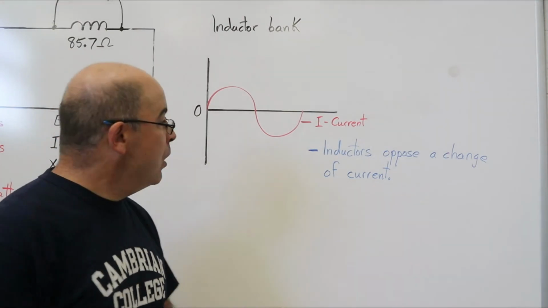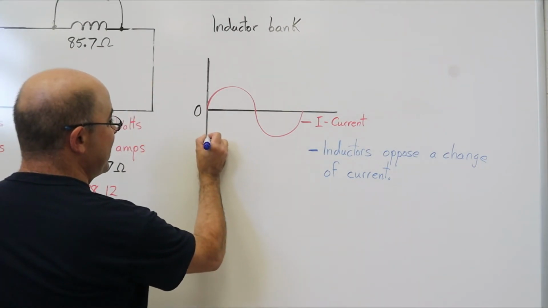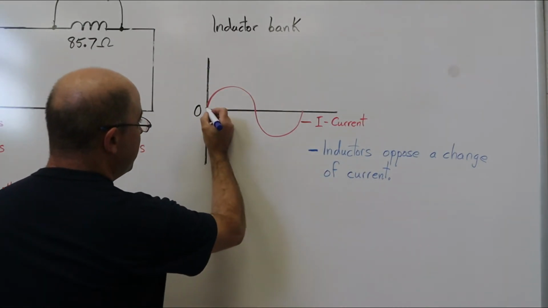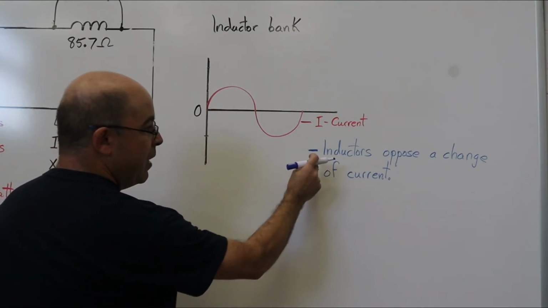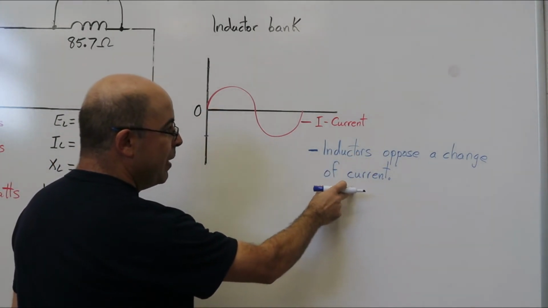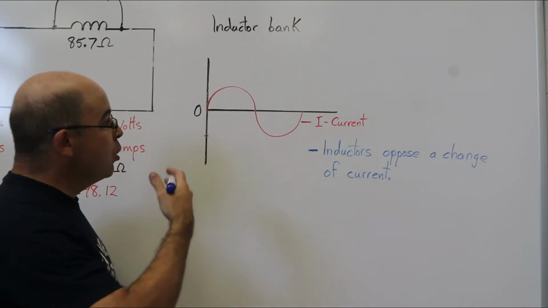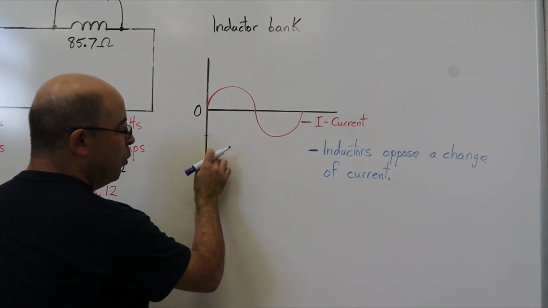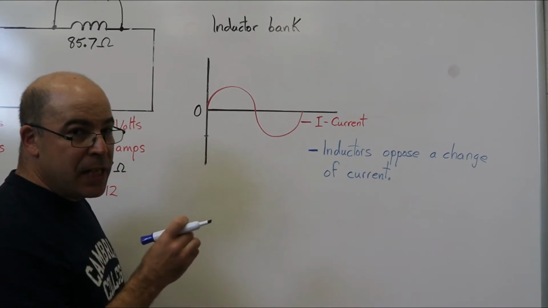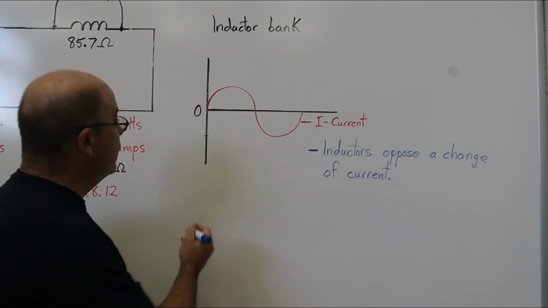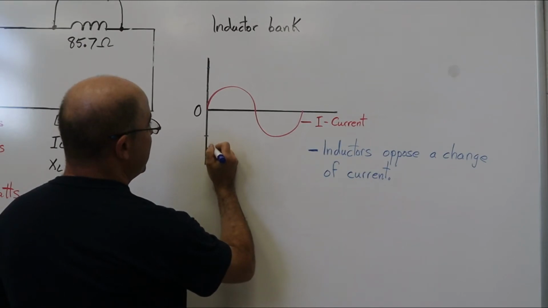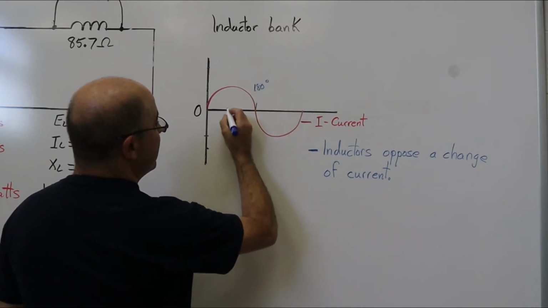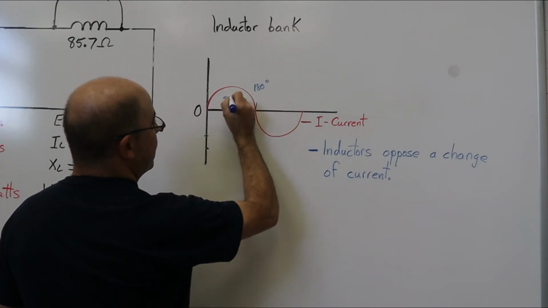The question becomes, do I start the waveform down here or up here? Well, if the current is at 0 and an inductor opposes a change of current, that means that the voltage is going to lag the current by 90 degrees. So when this is at 0, the voltage waveform is going to be at peak, but in the negative alternation. That means I'm going to start from about here, because here is 180 degrees. Right about here would be 90 degrees.